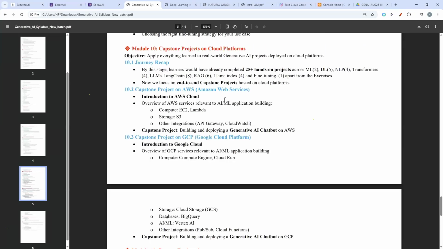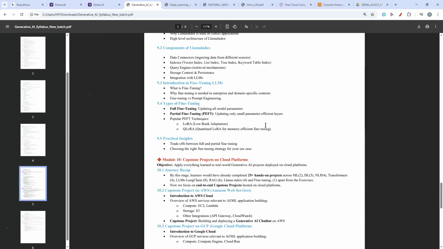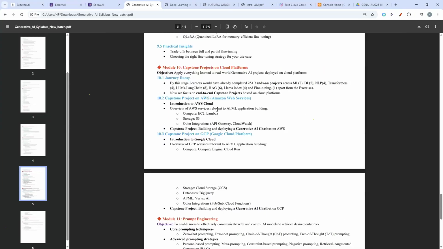Yes, in the curriculum, we have mentioned only AWS and GCP, but we did not mention anything on Azure. It's again a time constraint we have. We are restricting it to only these two platforms because they provide some good services for building AI applications and all. So that is one of the reasons.